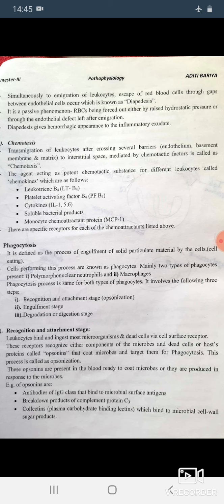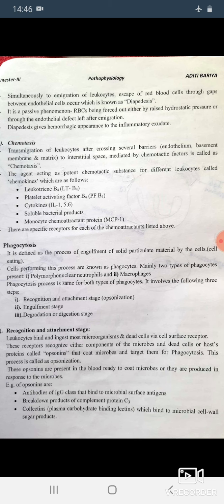It is a passive phenomenon in which RBCs are forced out either by raised hydrostatic pressure or through the endothelial defect left after the immigration. Diapedesis gives the hemorrhagic appearance to the inflammatory exudate. That means whenever there is inflammation, fluid accumulates, and that fluid looks red due to the presence of RBCs. So when diapedesis occurs, the inflammation looks very red due to the presence of RBCs, and if only WBCs escape, then there is only a plasma-like creamish fluid.